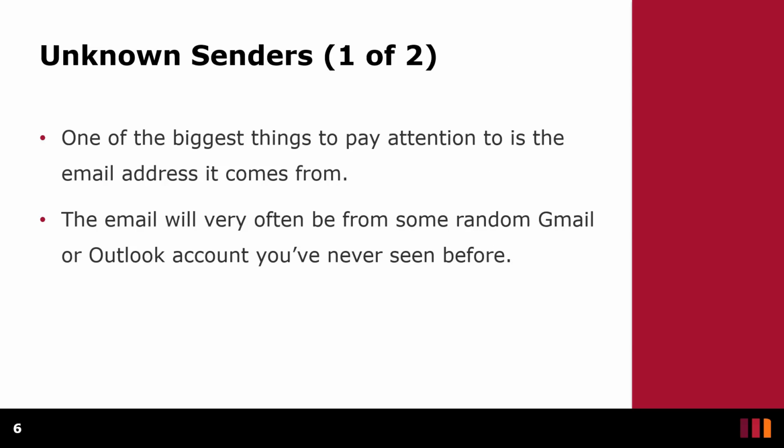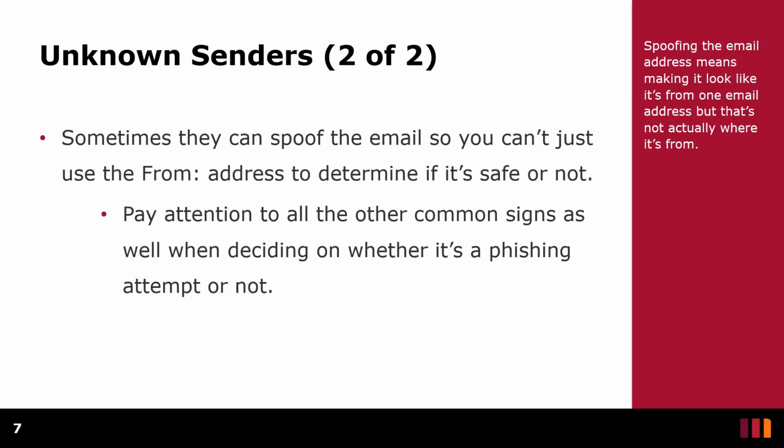Unknown senders are another way to identify a phishing email. It's a very important thing to pay attention to. The email will very often be from some random Gmail or Outlook account you never heard of before. Sometimes they can spoof the email so you can't just use the from address to determine if it's safe or not. Pay attention to all the other common signs as well when deciding whether or not it's a phishing attempt. Spoofing an email means that they are making the email address look like it's from a legitimate source.